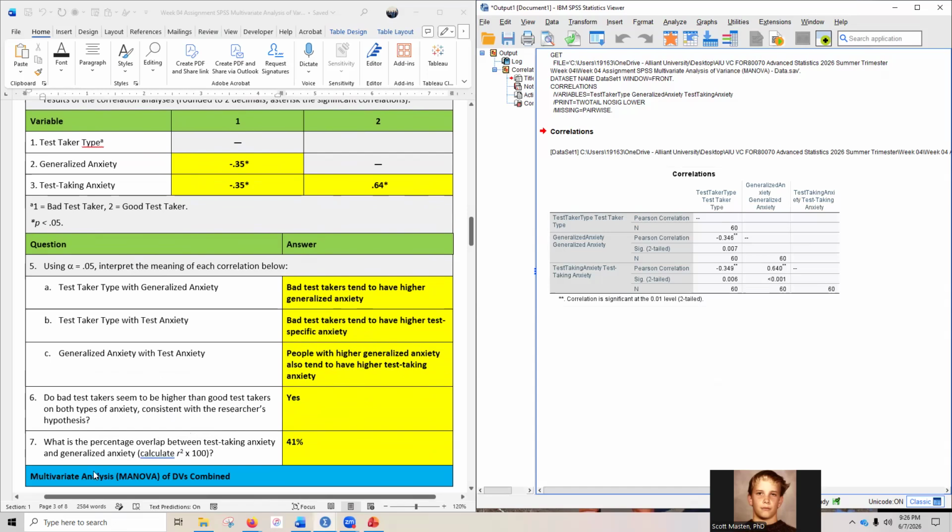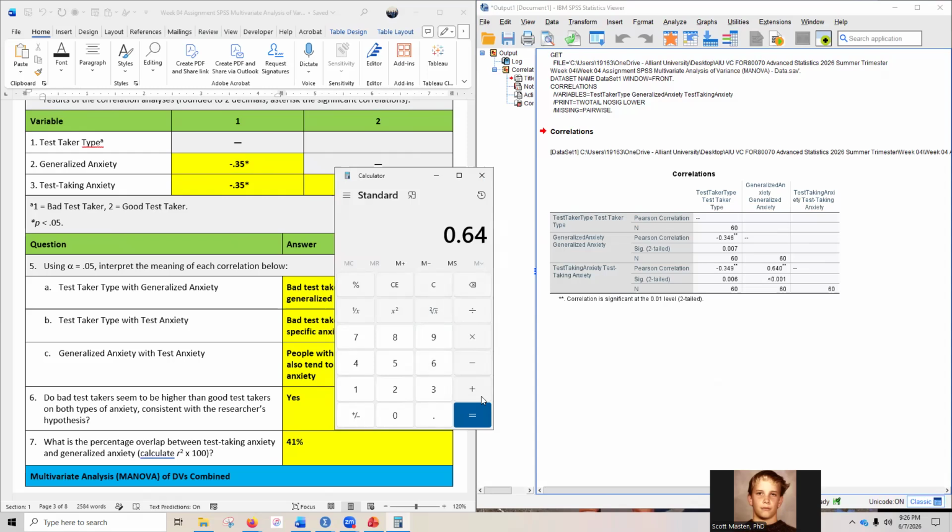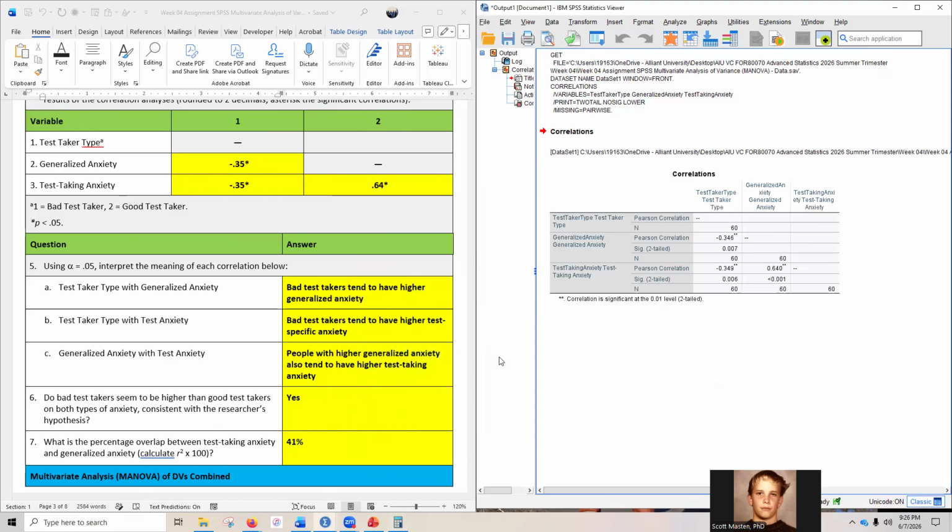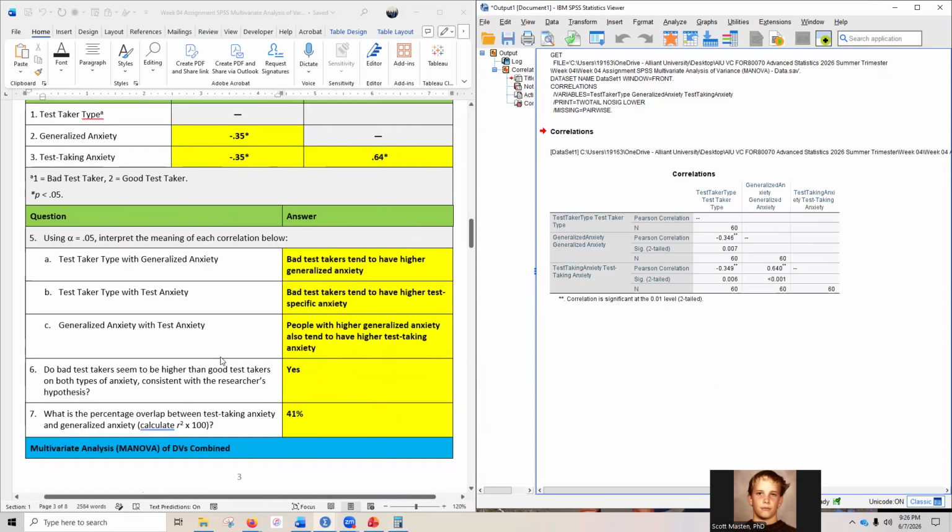And then what is the percentage of overlap between test-taking anxiety and generalized anxiety? Well, I'm asking you there for R squared. So you literally take your 0.64 and square it. You get 0.4096, so about 0.41. That's a proportion. I tell you to multiply it by 100 to get the percentage. That's 41%. So there's about 41% overlap between generalized anxiety and test-specific anxiety. So pretty big overlap between those two variables.